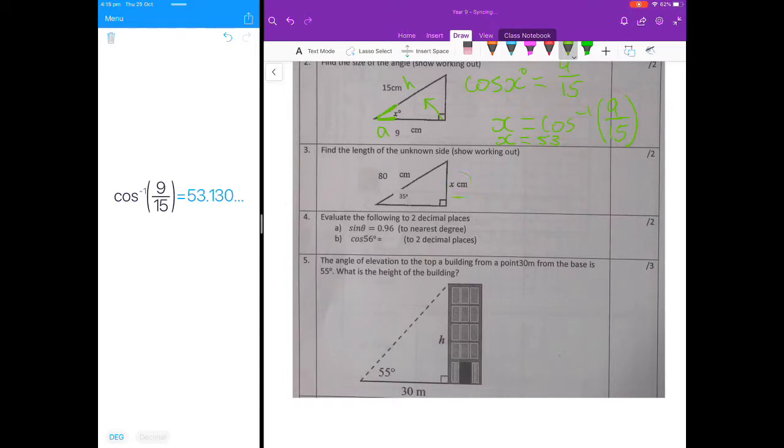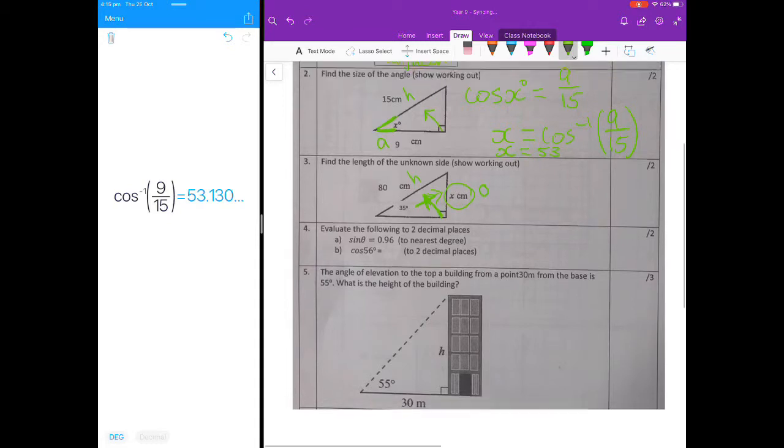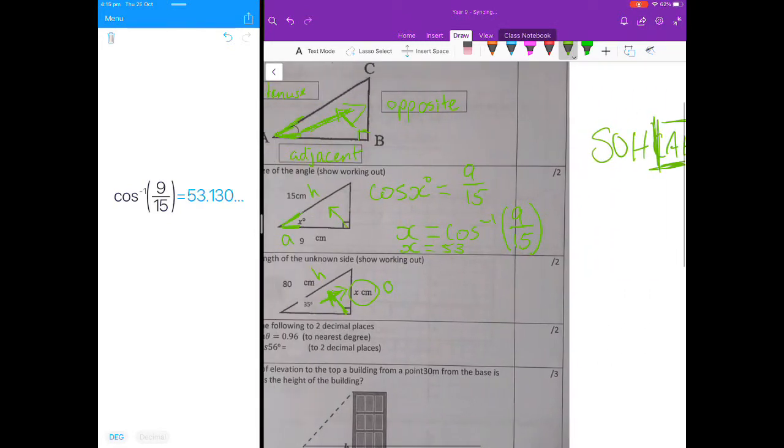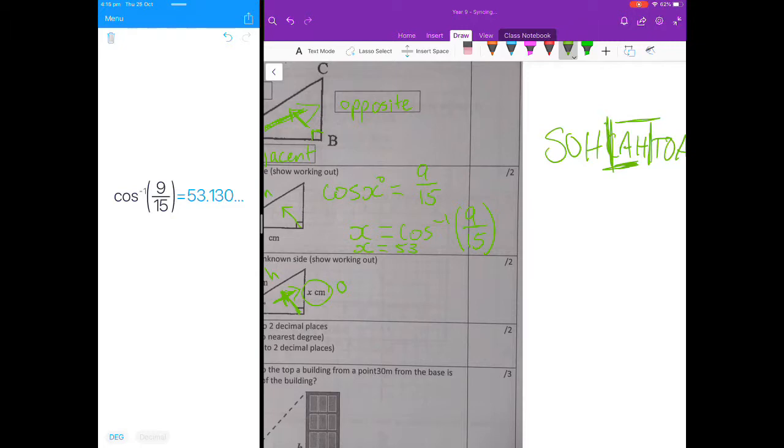It's amazing. Looking at the next one, we are finding a side. It is x. Let's have a look. Straight across from our right angle, we've got our hypotenuse, 80. And straight across from the angle we're looking at is our opposite side. Looking back over at our SOHCAHTOA, what do we need? An opposite and a hypotenuse. We have sine. Sine winning out.